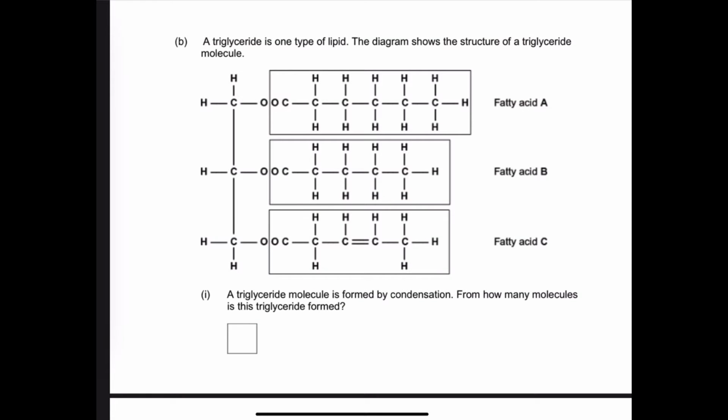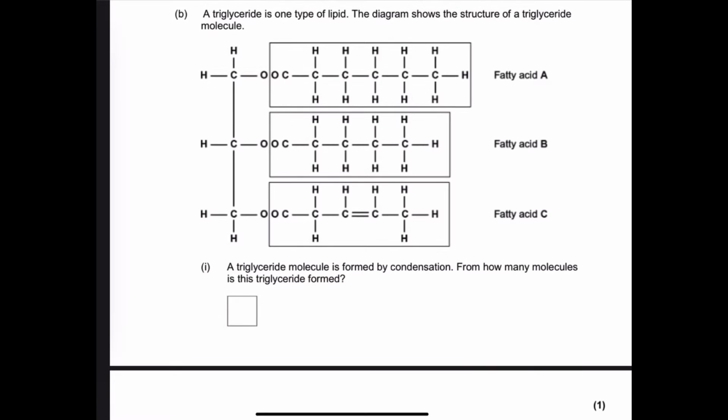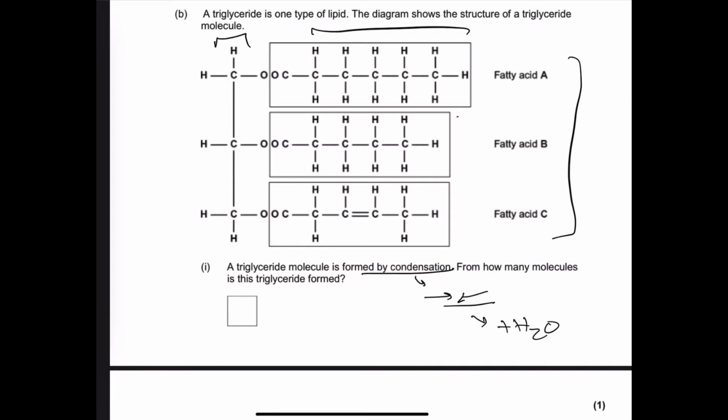So B, a triglyceride is one type of lipid. The diagram shows the structure of a triglyceride molecule, which is over here. So a triglyceride molecule is formed by condensation. This is where two things come together, and when they come together, they produce a water molecule. How many molecules is this triglyceride formed from? So we have the 4 different components over here. So it means 4.